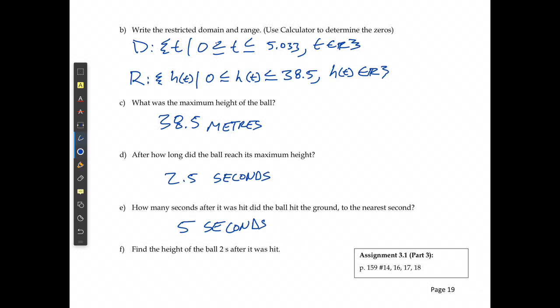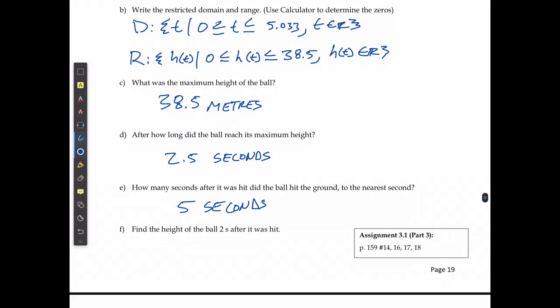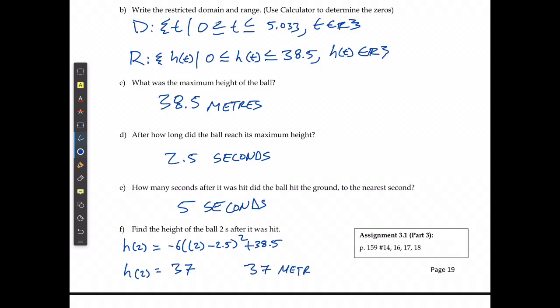And if I'm finding the height of the ball 2 seconds after it was hit, I'm going to replace my t value with 2 and solve for my height. Negative 6 bracket 2 minus 2.5 squared plus 38.5. The height at 2 seconds is going to be 37, which means that the height would be 37 meters. And that's it.